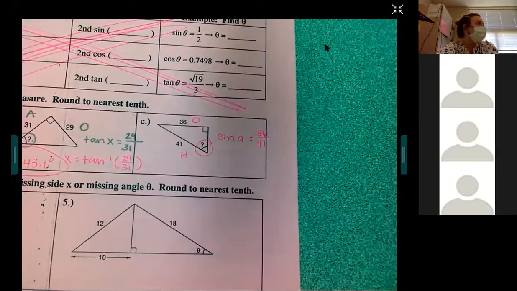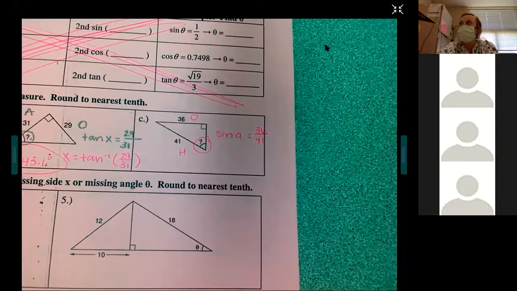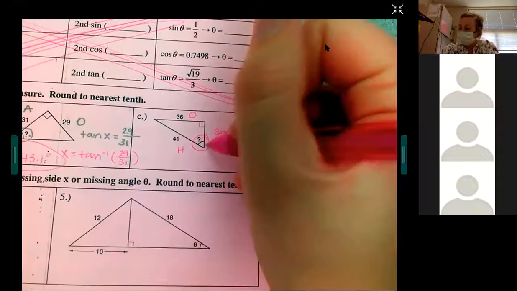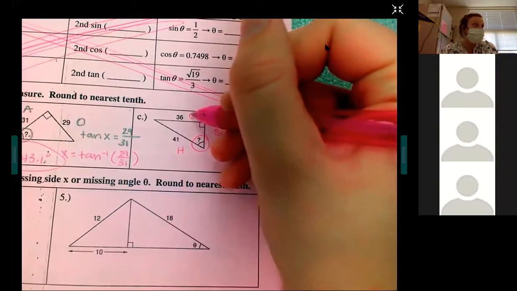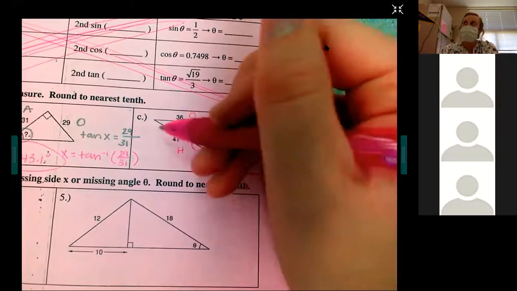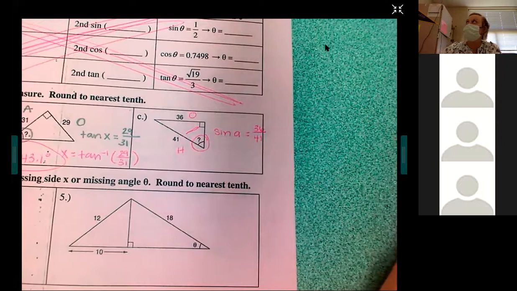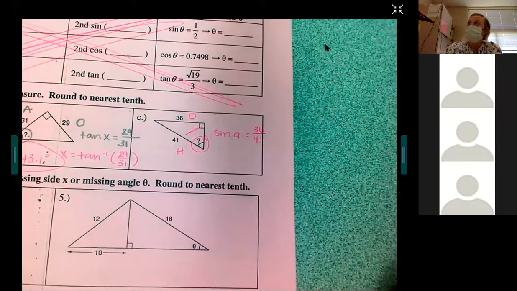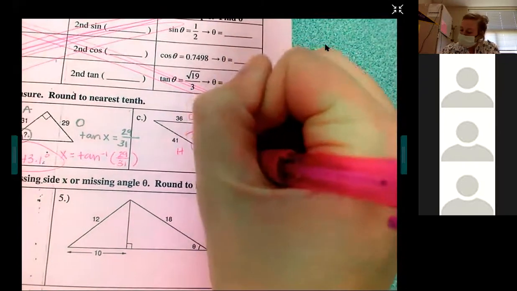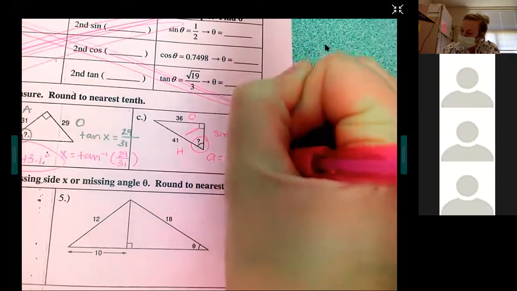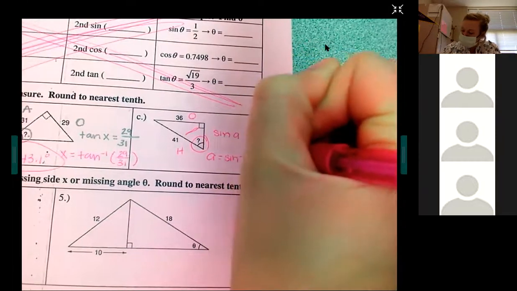You can use whatever letter you want if there's no letter. What's wrong, Soraya? This is in the bottom, so the side on the top is opposite. That's the longest side because it's across from the right angle. Does that help? Be careful, don't label that adjacent. All right, so to get the letter by itself, did y'all do the sine inverse of 36 over 41?